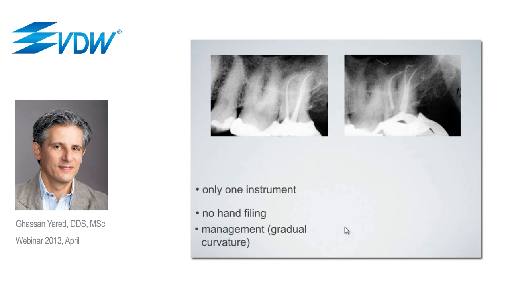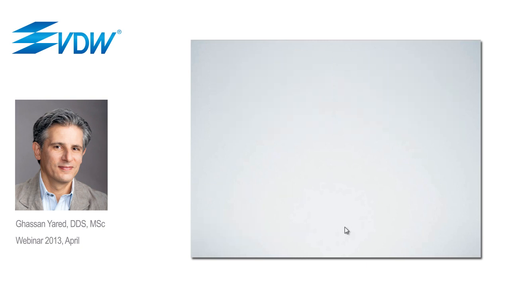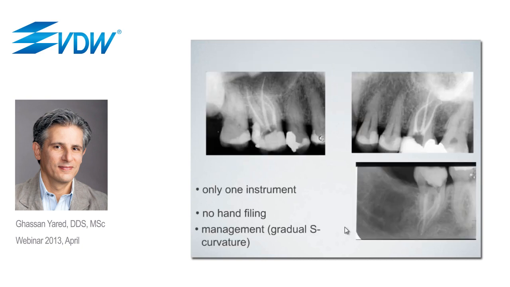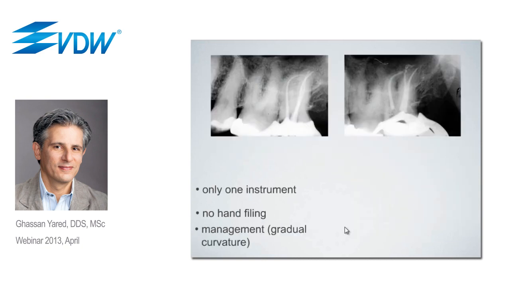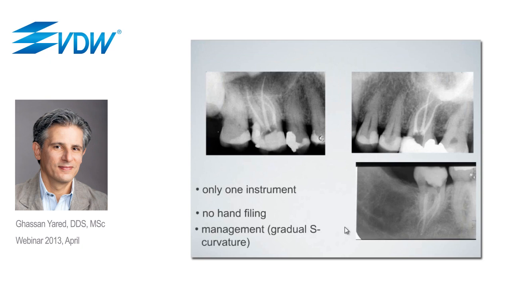So it is important to know whether a curvature is gradual or abrupt, and this can only be known from the use of a hand file number 8 or 10 in the canal during the working length determination. And again here, I just want to put emphasis on the fact that the coronal enlargement is quite conservative. And again, this is a very important issue.